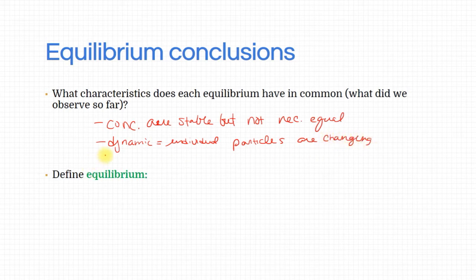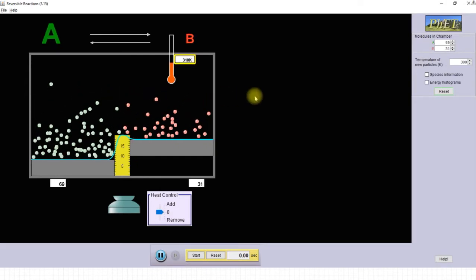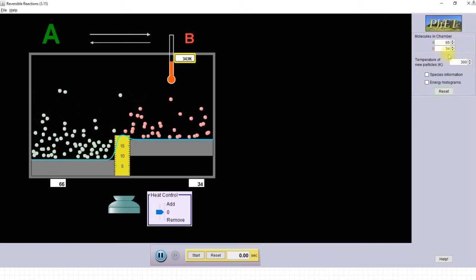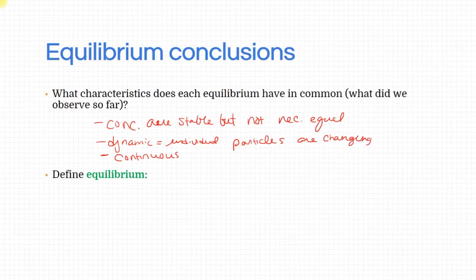Another factor that is important is that it's continuous. It doesn't ever stop. If we go back to our little simulation here, it's still going. Some things are still going forward and some things are still going back, but overall our concentrations tend to hover at 70-30 for this particular equilibrium. It will be that way if I left it on my computer and looked at it tomorrow or a week from now. It will still be the same thing. Okay, so it's continuous. And then finally, the reason we call it equilibrium is because the rate in the forward direction is equal to the reverse, right?